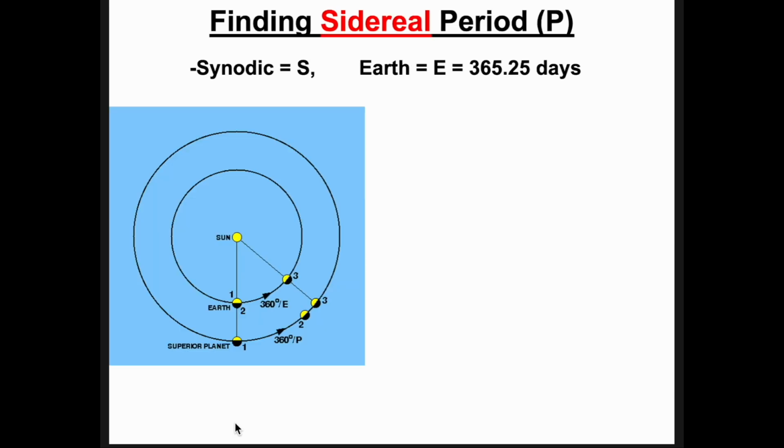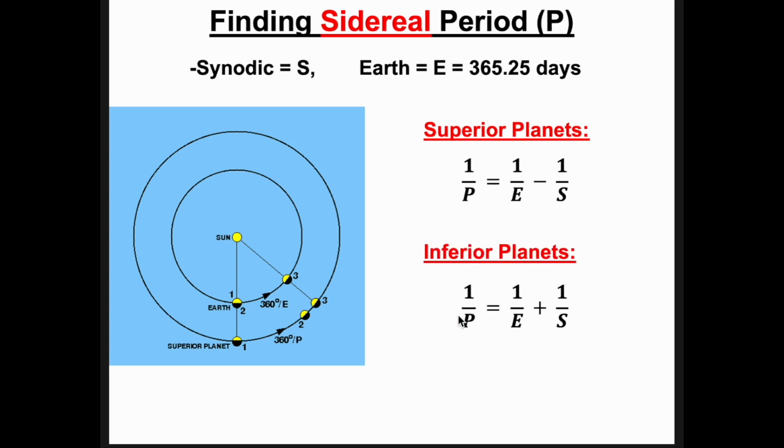So we're not going to worry too much about how he gets the math for this. We'll tackle that in a different video. All we need to know for right now is that he determines this equation to determine the sidereal period. 1 over P, the sidereal period, equals 1 over E, the Earth period, minus 1 over S, the synodic period. Now this is only going to work for superior planets, like Mars, Jupiter, and Saturn. For inferior planets, it's a little different. 1 over P equals 1 over E plus 1 over S.